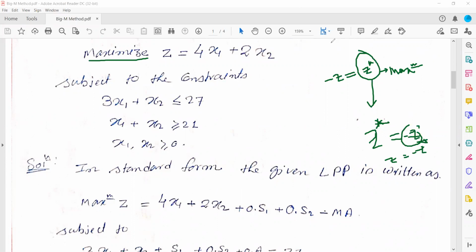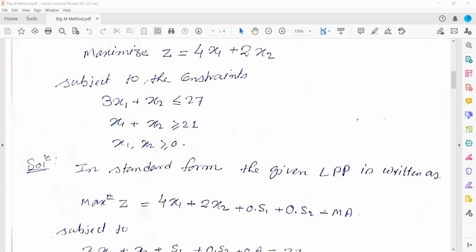Since here the problem is already a maximization problem, it's okay. The constraints are 3x1 plus x2 less than or equal to 27, and x1 plus x2 greater than or equal to 21. Now see here, the greater than or equal to sign is in the constraint. That means while converting this inequality into an equation, you need to subtract one surplus variable and add one artificial variable.